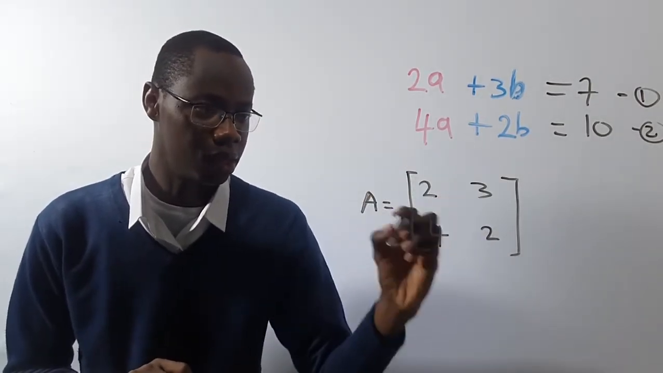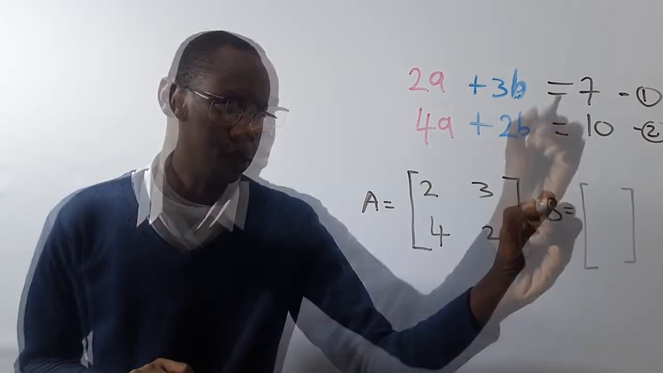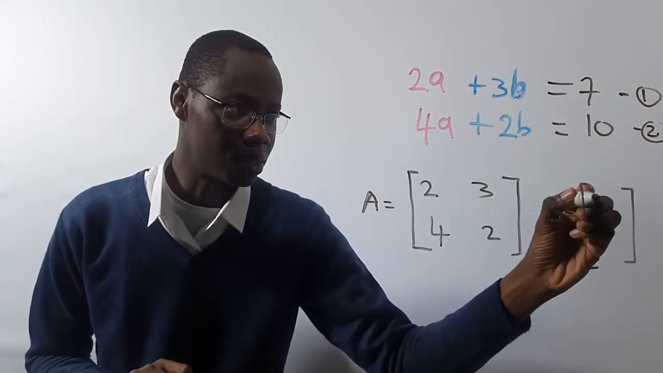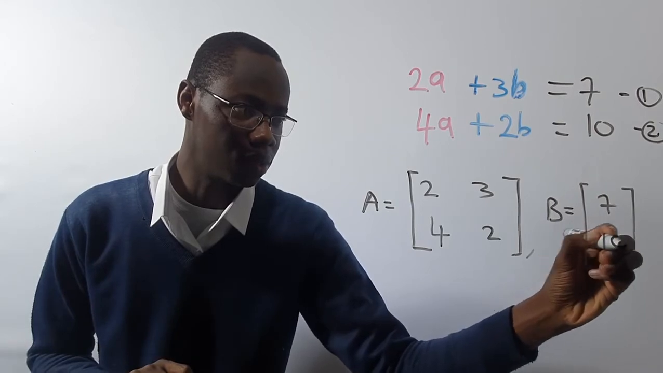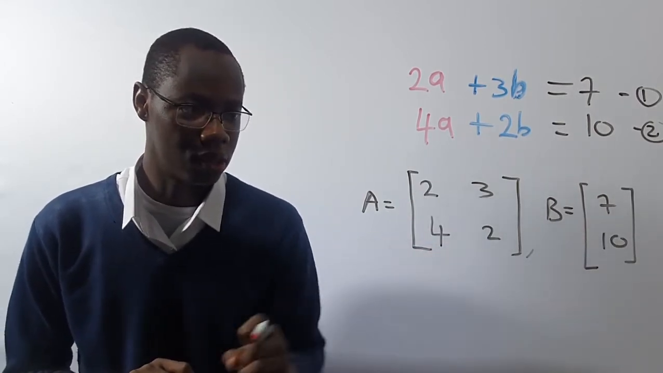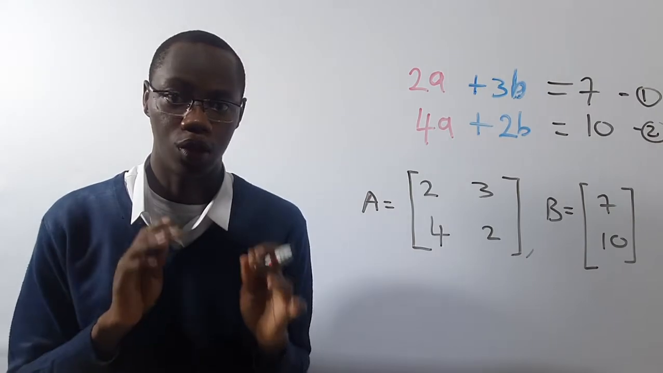Now what about B? Matrix B. Just copy this one and paste it here: 7 and 10. Easy. So now that you've gotten this, the next thing to do is use Cramer's rule.